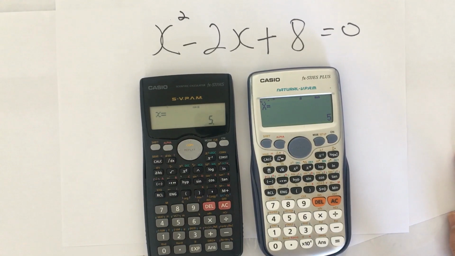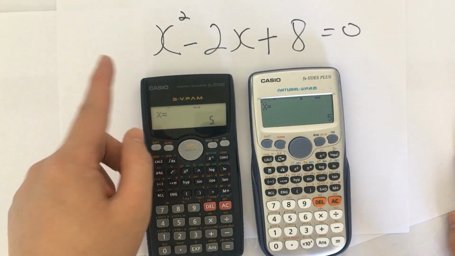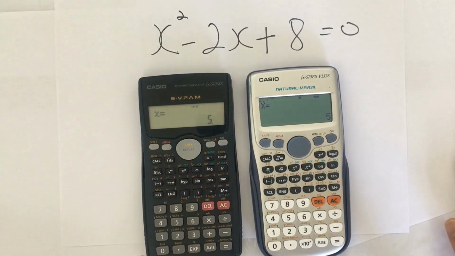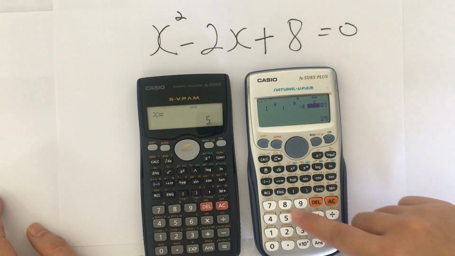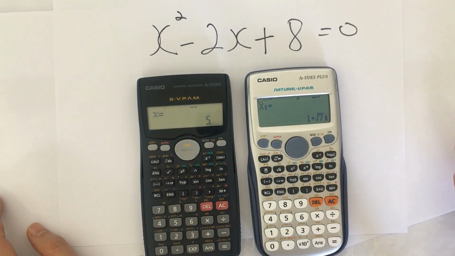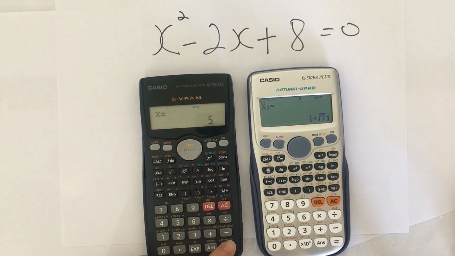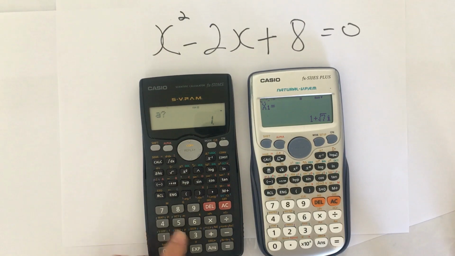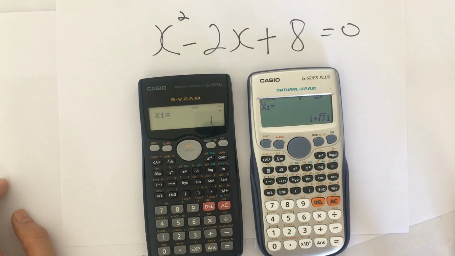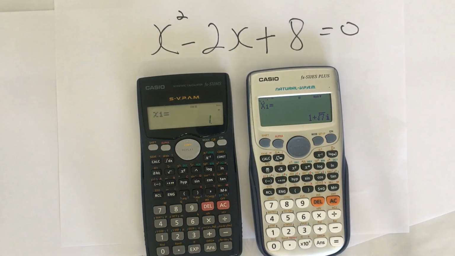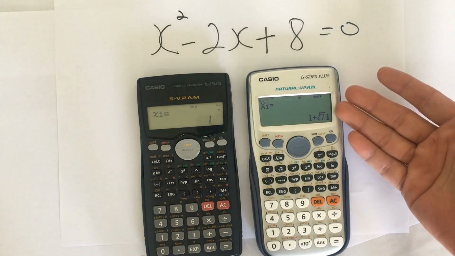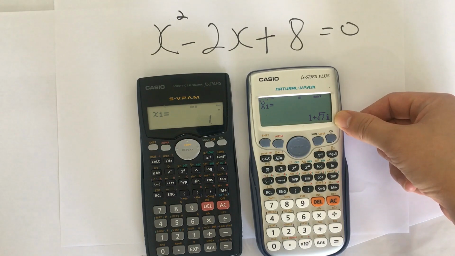Okay. Now this one you have A, B, C: 1, negative 2, and also 8. I put in 1, negative 2, and also 8. And what do I have? I have this. Okay, how come it looks very different, right? It looks very different. If you look at this one, there's this weird symbol of I.